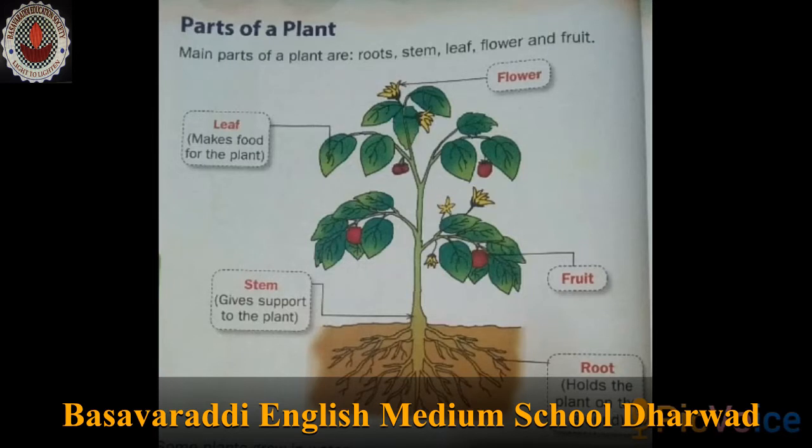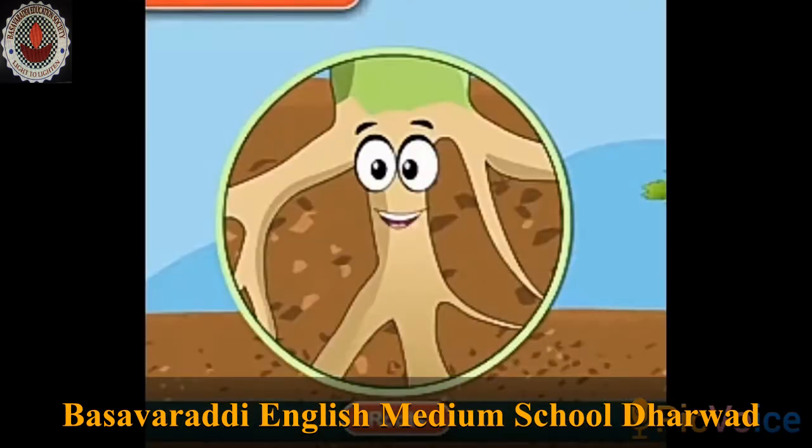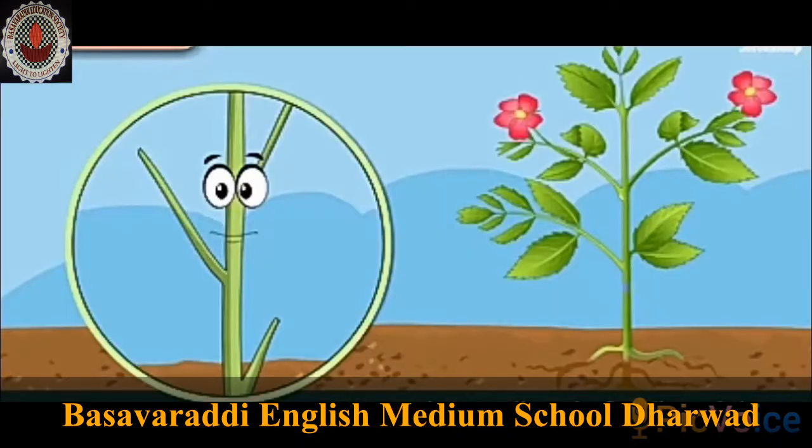Parts of the plant. The main parts of the plant are roots, stem, leaf, flower. Root holds the plant on the ground. Stem gives support to the plant. Then leaf makes food for the plant. And last, flower. Flower has a seed or turns into a fruit with the seed.